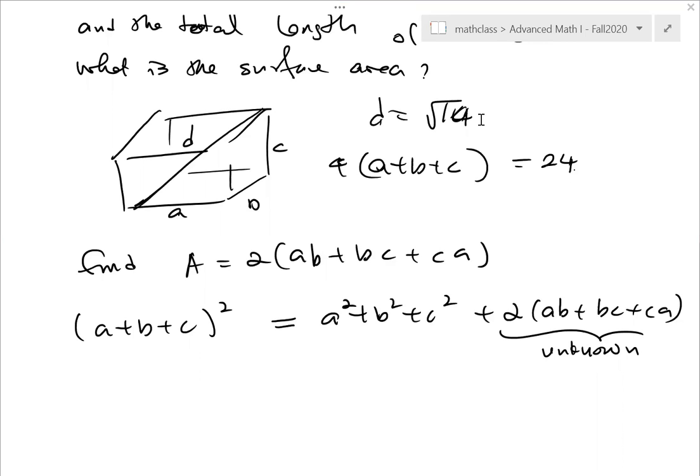Yeah, look at this identity. What are you given? Come on, just plug all the numbers into the formula. And then you get an unknown, okay? This unknown part is the surface area, right?